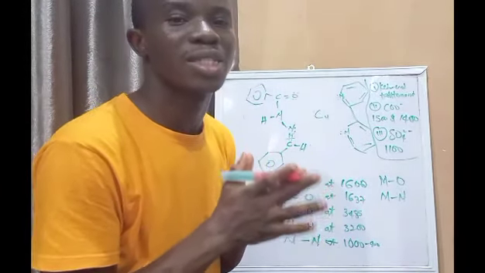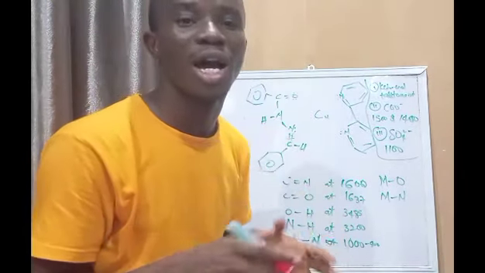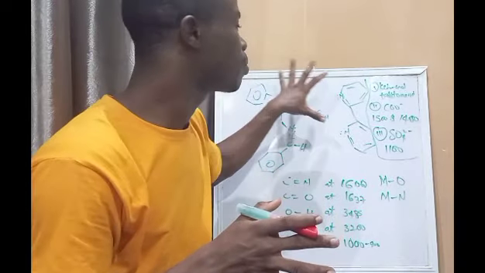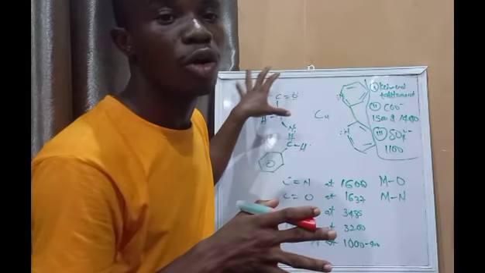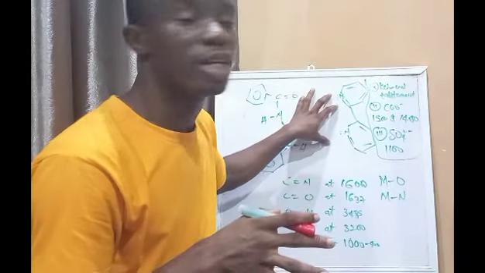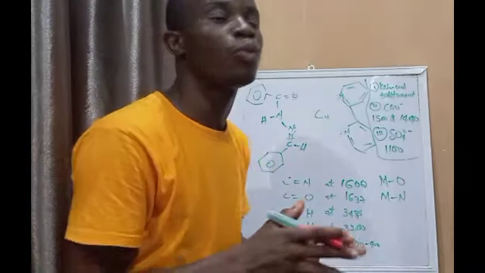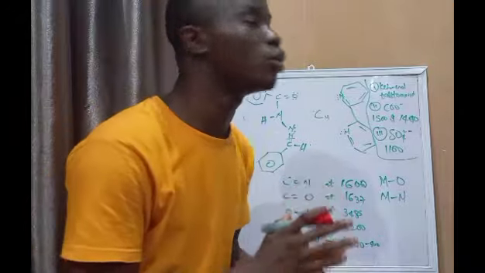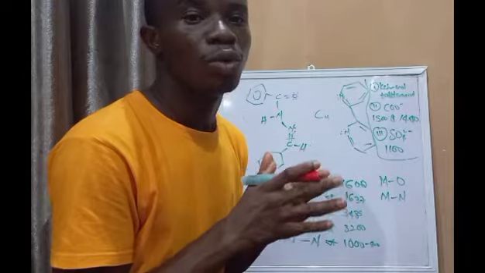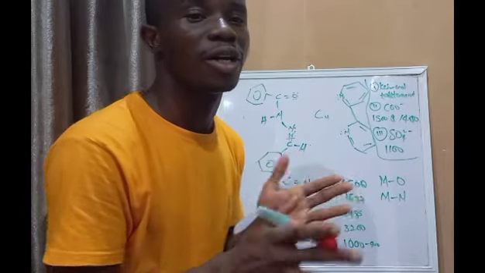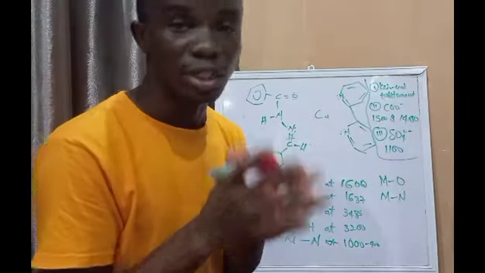There are other things that could also be considered in the use of IR spectra to describe the coordination of an organic ligand to a metal atom. One of them is what we describe as keto-enol tautomerism. That implies that there is always a reversible conversion between keto and enol.